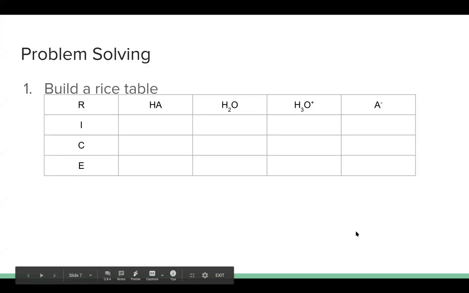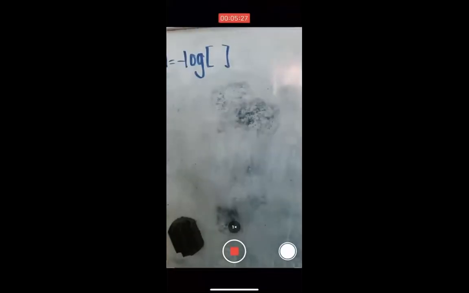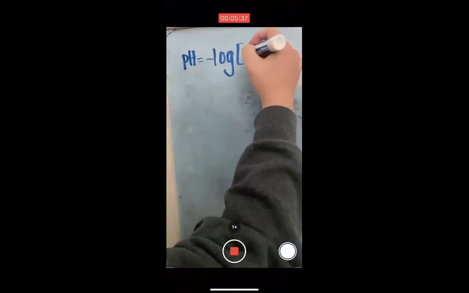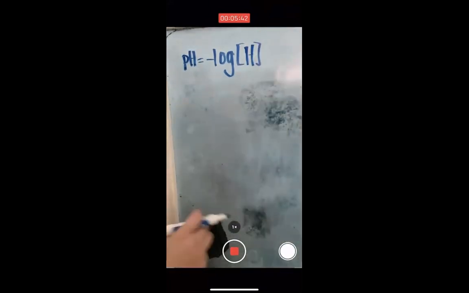So I'm going to share a different screen so that you can follow along with the work I'm actually doing. So we know that pH is equal to negative log of H, right? Well, what information is actually given to us?